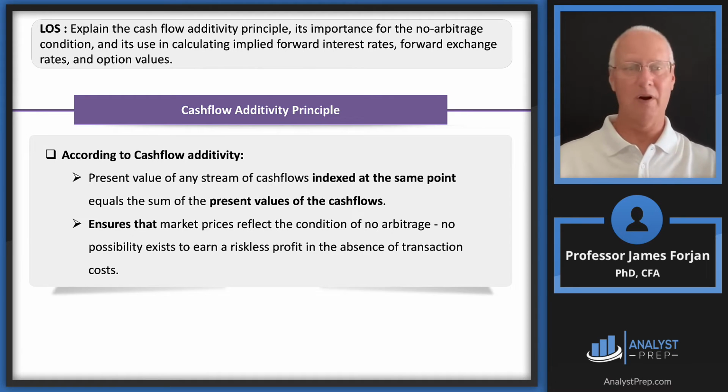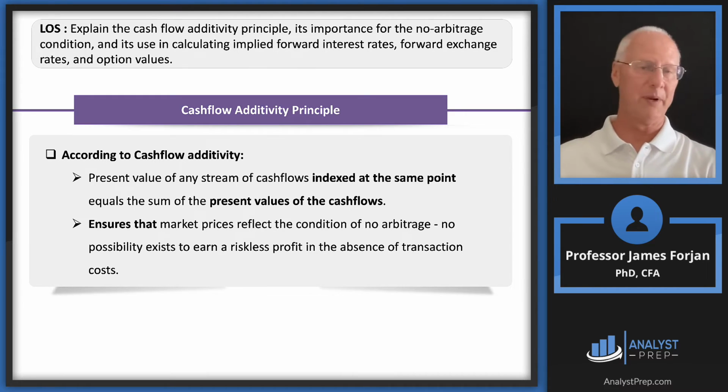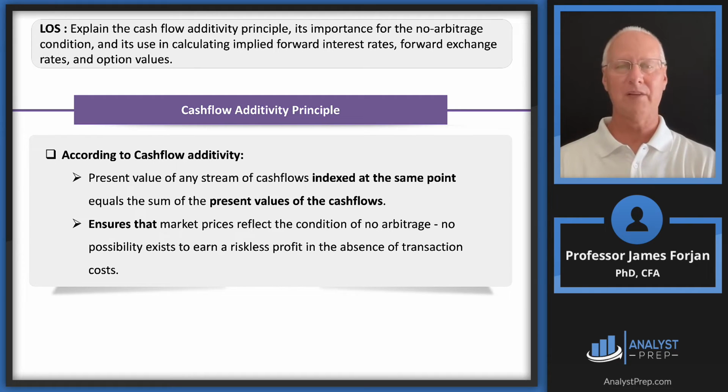So it could be at time period 0, like it was in my example. It could be a time period 4, like it was in that example. It could be a time period 2, or time period 18, or time period 4 million. Whatever that is, cash flow additivity simply means that if you have cash flows in one period, go ahead and sum them.